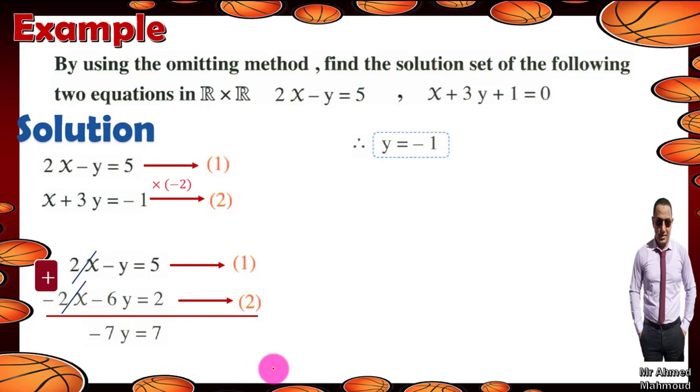Okay. Now to find x, go back to equation number 1 or equation number 2. It's up to you, and both will give me the same value of x, but it's easier to use equation 2.